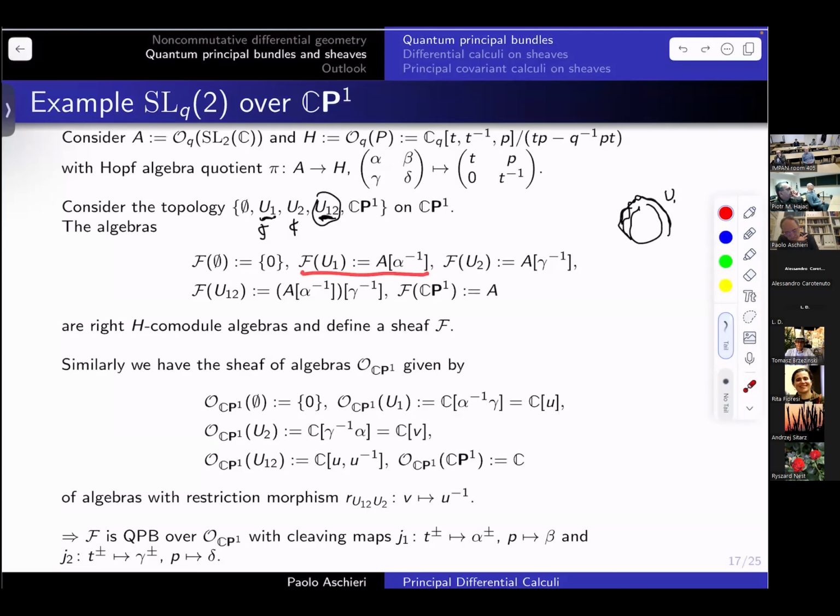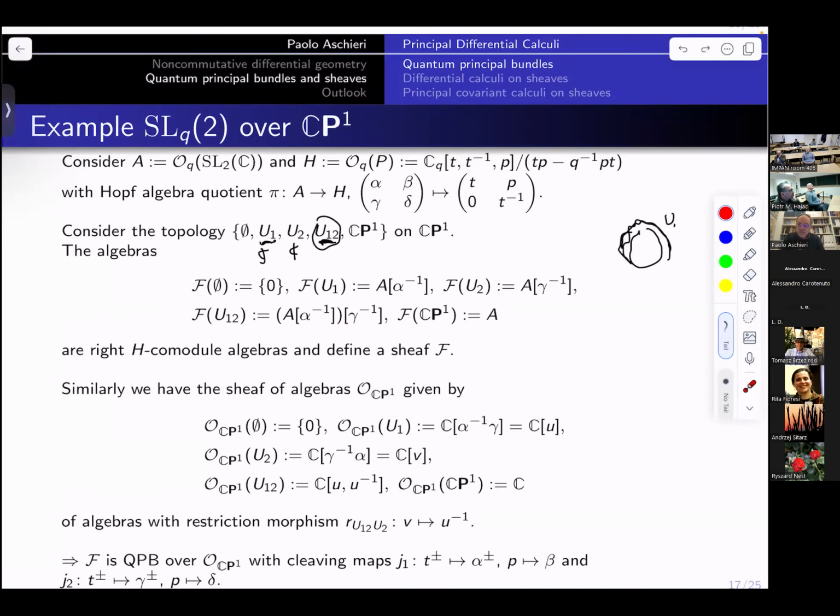Now, similarly, for the other open, there is a construction inverting gamma that again satisfies the Ore condition. And on the double intersection, I have the double localization. So this is the sheaf that describes the total space.